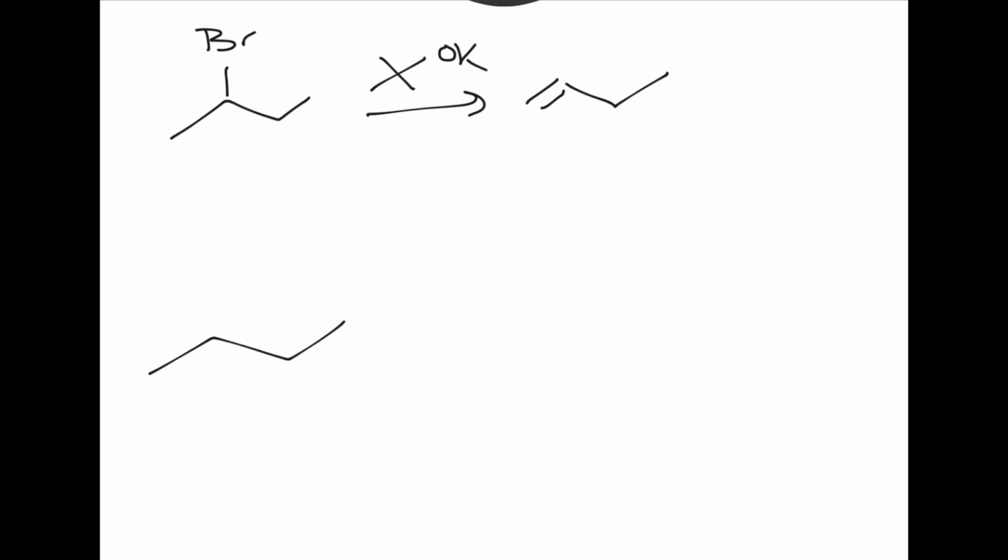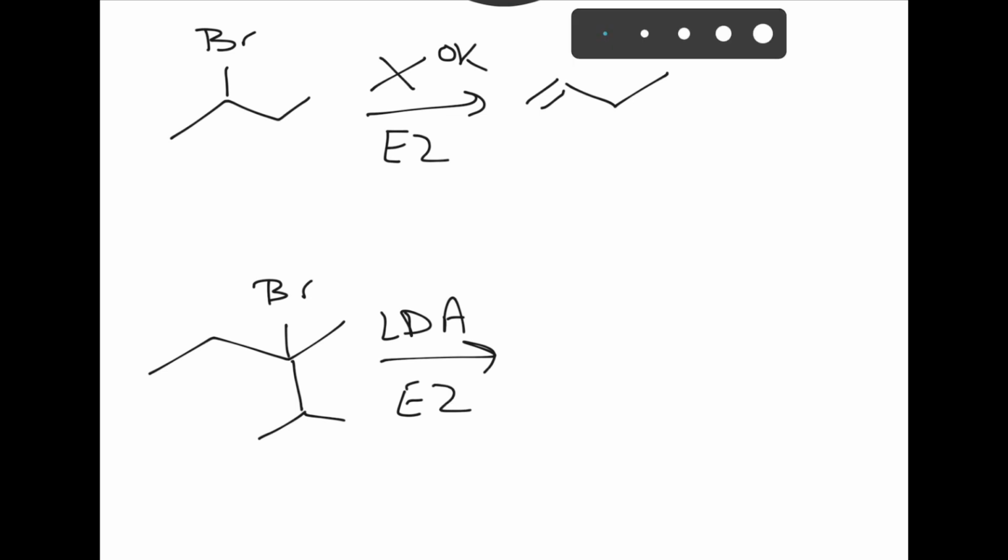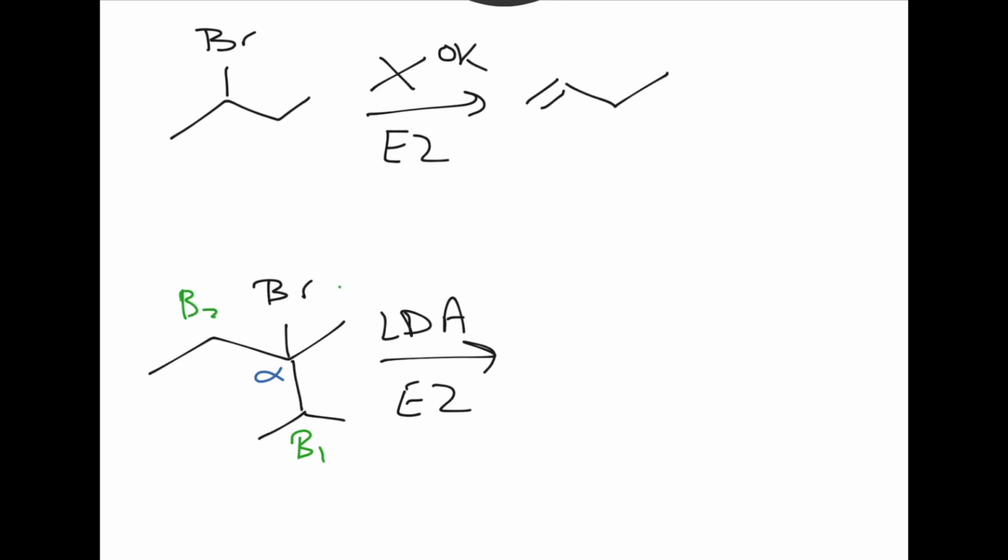So if you have, again, our little dumb example, if we add a big base, we're going to make the least substituted double bond. Again, I'll specify E2. Here, same thing, alpha, beta 1, beta 2, beta 3. This is going to make the least substituted double bond, so I'm going to make the double bond towards beta 3.